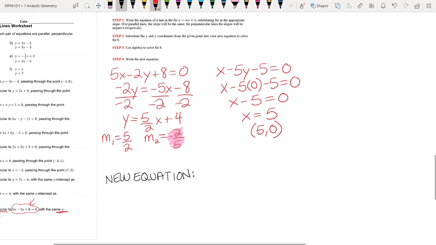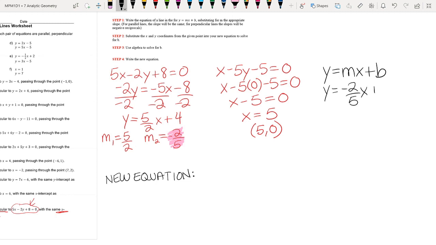So what I can do now is I'm following steps 1, 2, 3, and 4 now. y equals mx plus b. What was the slope? The slope that I know is negative 2 over 5, because the line is perpendicular to y equals 5 over 2x plus 4. Now we can substitute in for x and y. So here's our x value, here's our y value, and we get 0 here, negative 2 over 5x. That is going to be times 5 plus b.